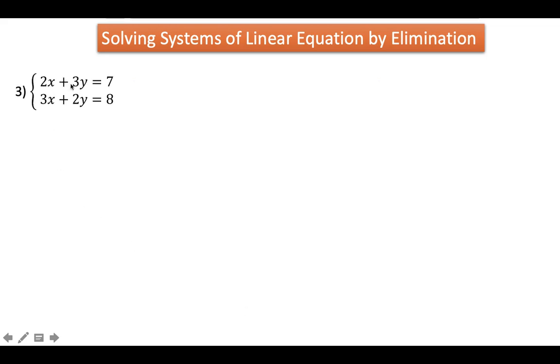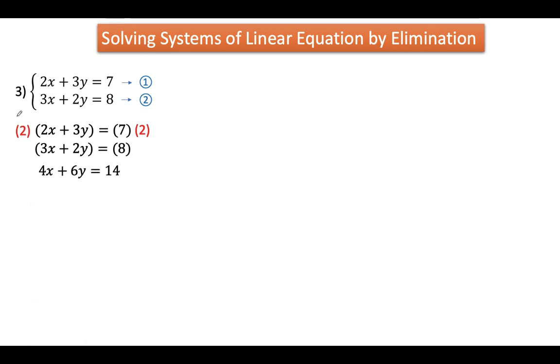For our last given, 2x plus 3y equals 7 and 3x plus 2y equals 8. So this will be our equation 1 and this will be our equation 2. Then if we're going to multiply only one equation, we cannot find two same terms with opposite signs for us to cancel. So at this moment, we will multiply both of these two equations. So for equation 1, I decided to multiply by 2 so that equation 1 becomes 4x plus 6y equals 14. 2 times 2x is 4x, 2 times 3y is positive 6y, 2 times 7 is 14.